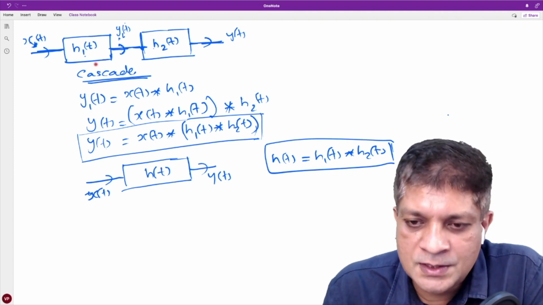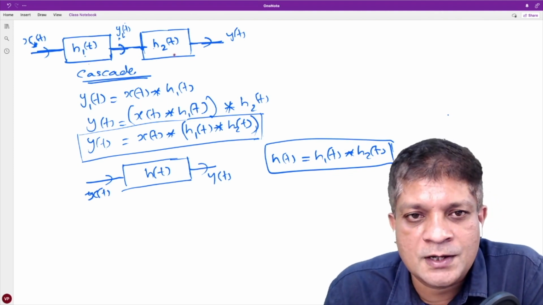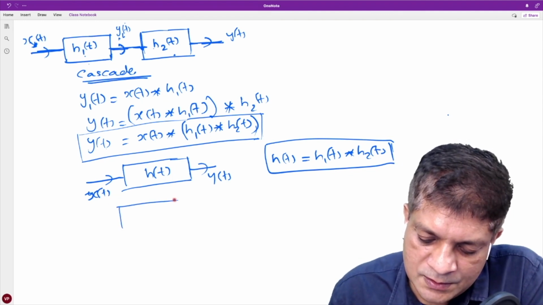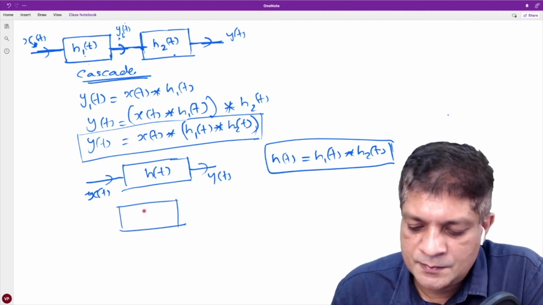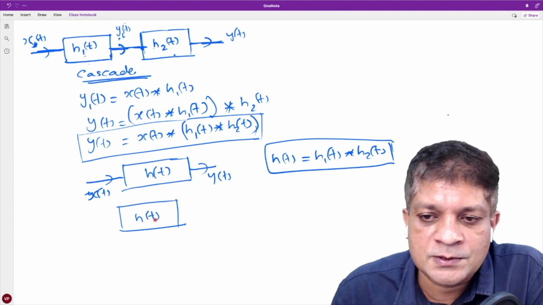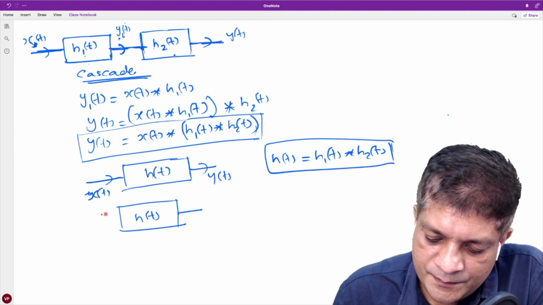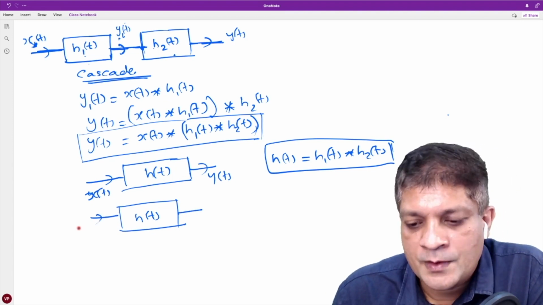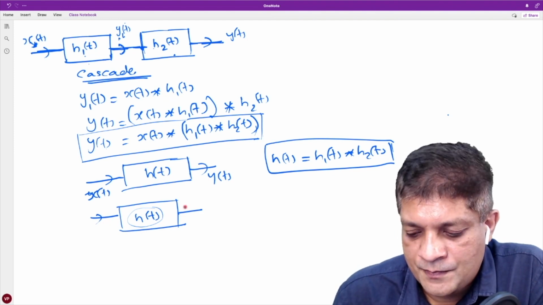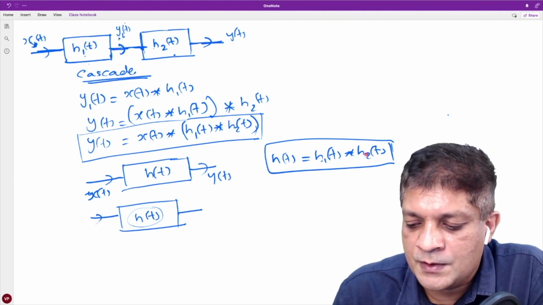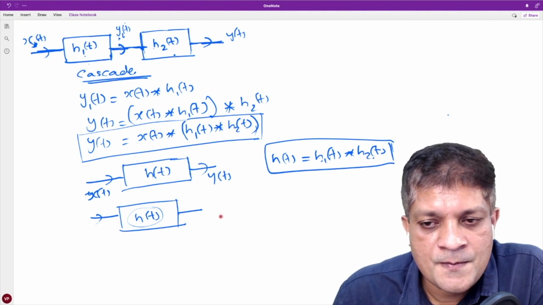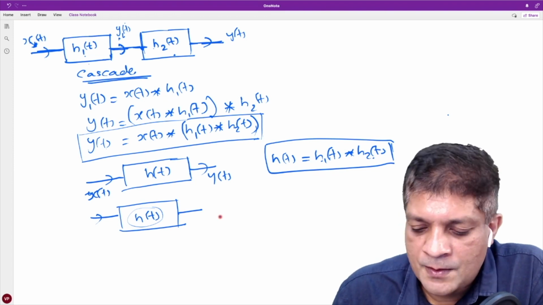If we have a cascade of two systems h1(t) and h2(t), we can replace it with an equivalent system. Let's say h(t) is the impulse response of that equivalent system. What is the impulse response h(t)? It is the convolution of h1(t) and h2(t), isn't it? Yes. Okay.